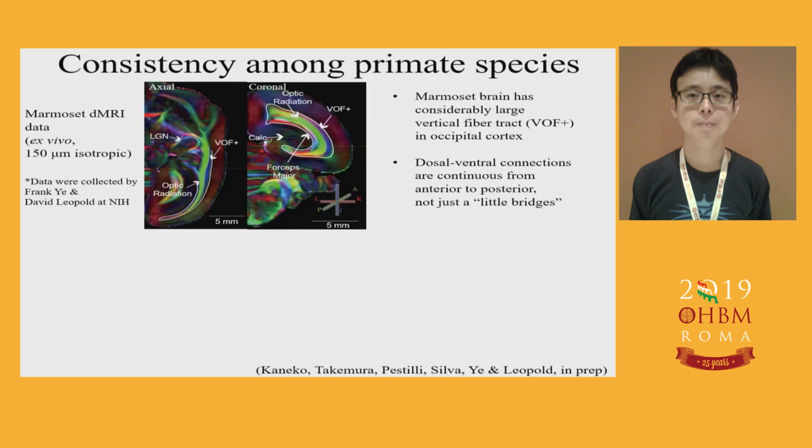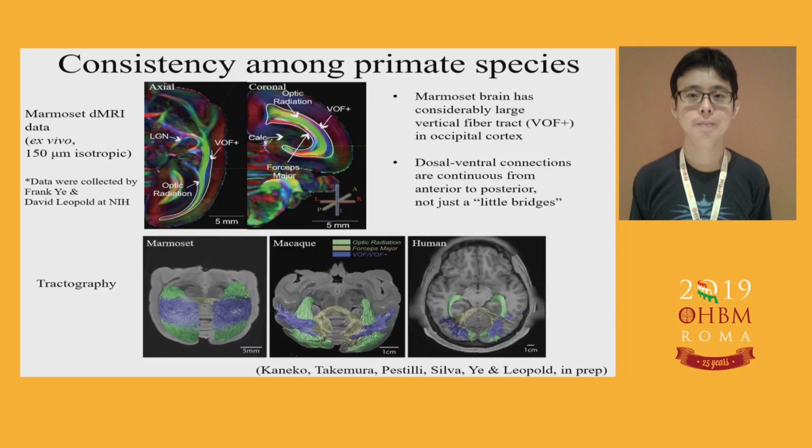We also analyzed marmoset diffusion imaging data, at very high resolution, collected again by David Ye, Frank Ye, and David Leopold. The marmoset brain looks quite different from the macaque or human because it does not have many gyri or sulci; it is very simple. But we still see very similar fiber organization, such as the optic radiation in green, and a VOF-like fiber, which we named the VOF plus, in blue here. Again, it is the same thing in the coronal slices.